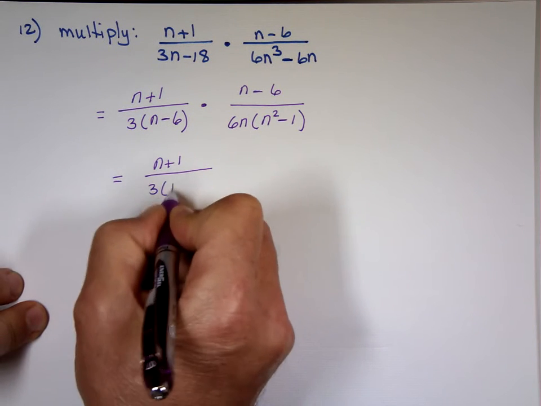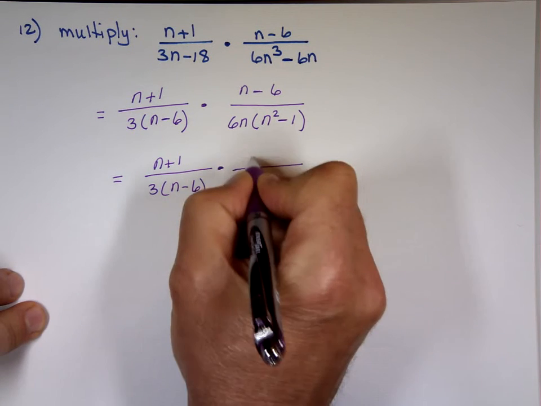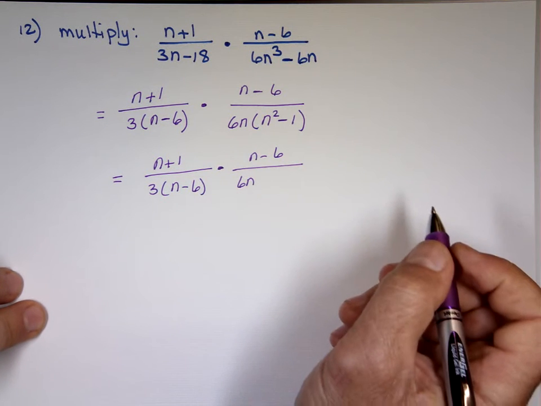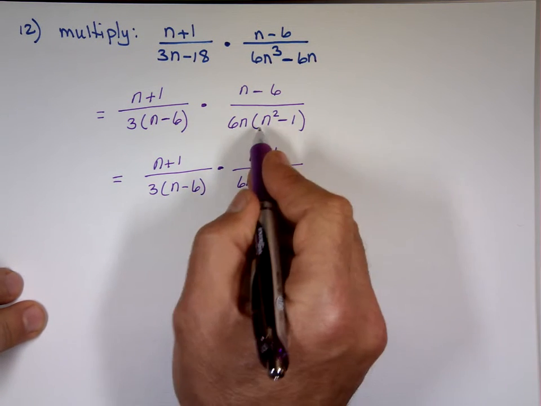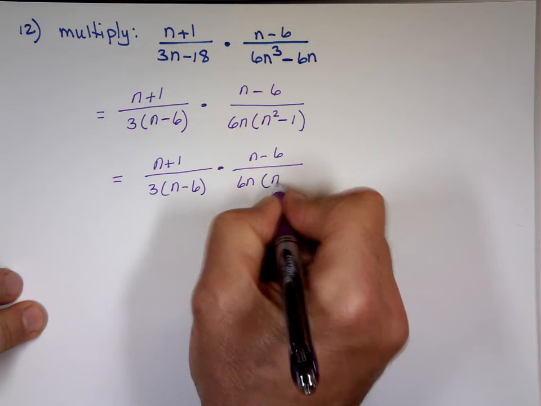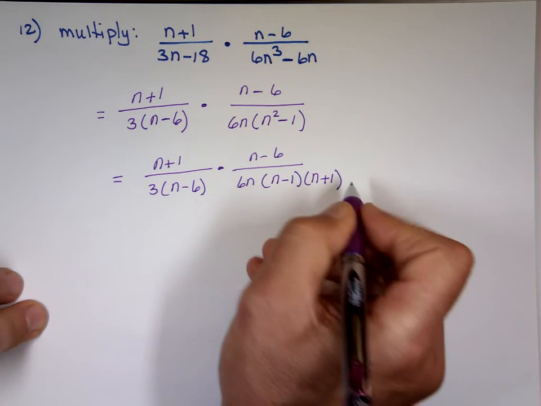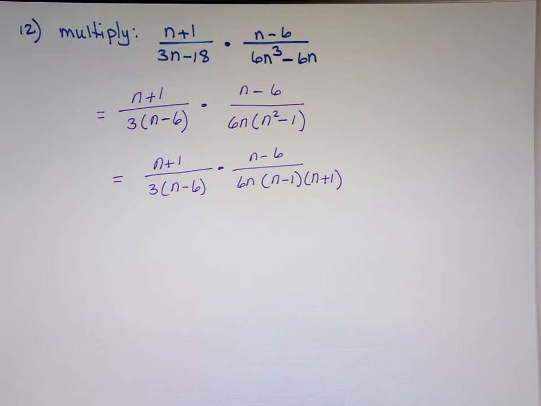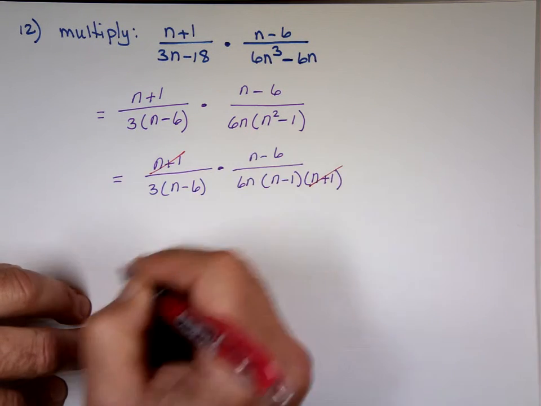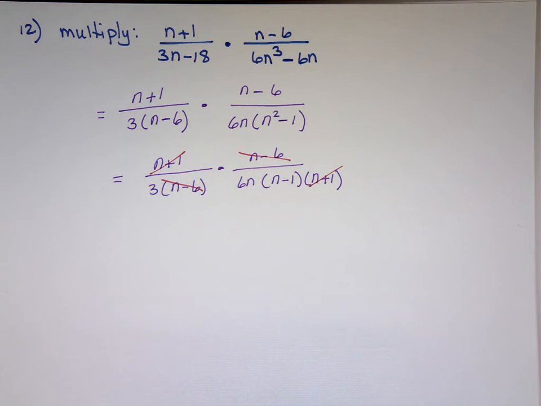But the next one, I can. Look at n squared minus 1. That's the difference of 2 squared. The 1 is 1 squared. You can factor that as n minus 1, n plus 1. And now let's see if we have the same thing on the top and the bottom. Gone. N minus 6 with n minus 6. What's left on the top? When the whole thing is gone, there's always a 1 left there.